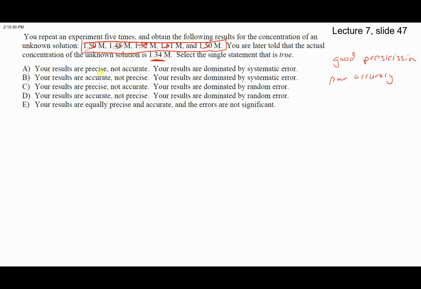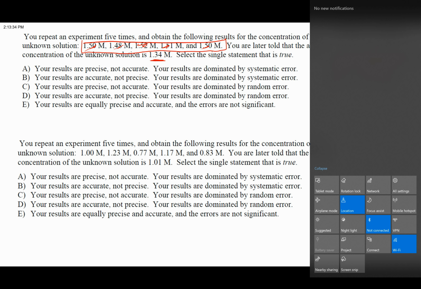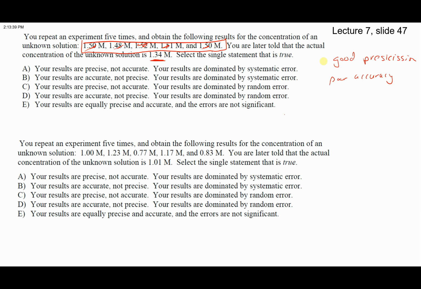So your results are precise, not accurate. We are precise and not accurate. There we go. That is true. So this part is good. We'll look at the second part in a second.